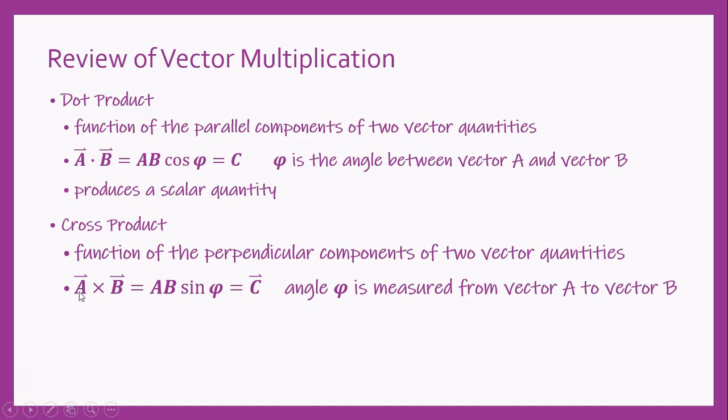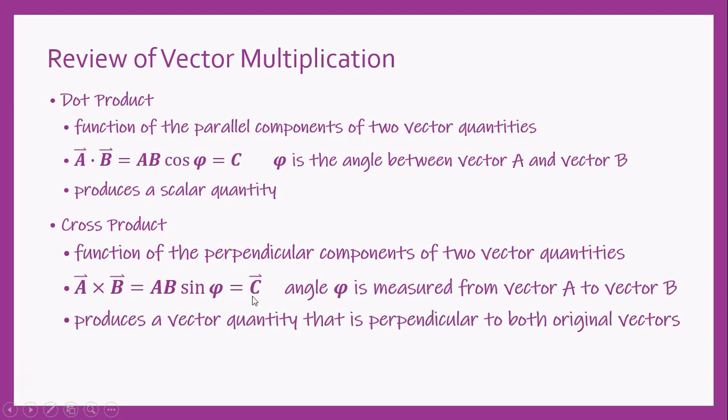As such, it's going to be the A vector cross product with the B vector, and that's going to be equal to the magnitude of A times the magnitude of B times the sine of phi. And it's very important, order does matter in this case. A cross product with B is not equal to B cross product with A, whereas A dot product with B is equal to B dot product with A. And the angle phi is measured from vector A to vector B.